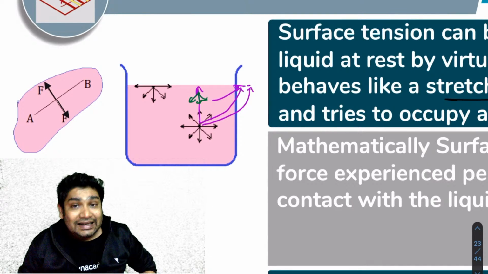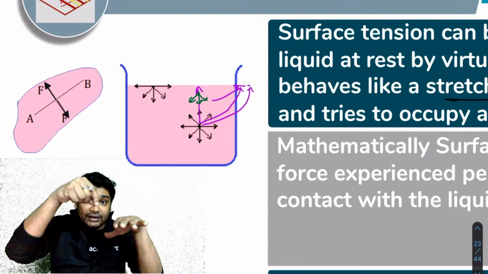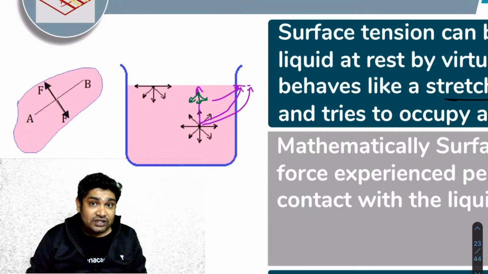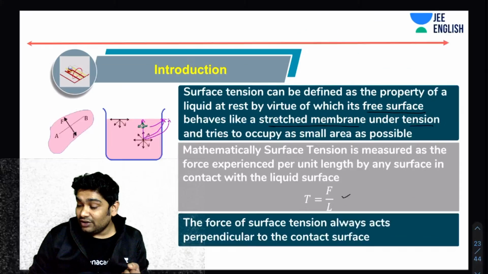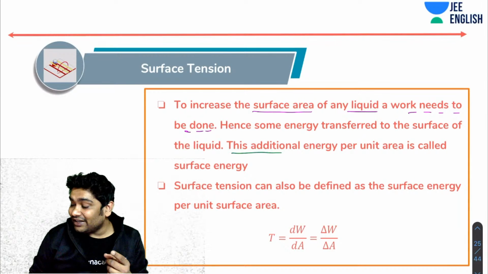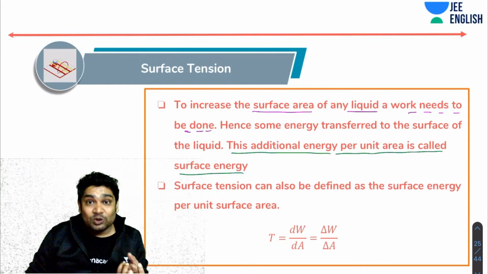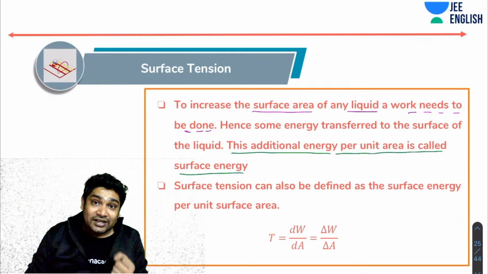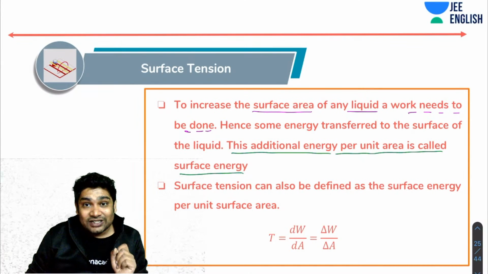And that is why, to bring a molecule from the bulk within the volume to the surface, you will need to do work. So if you want to add more molecules to the surface, a certain amount of work is needed. Now, where is this work going? This work is going into an additional energy, which is called surface energy. We say surface molecules, due to their stronger intermolecular interactions, have a certain interaction energy associated with them. That is what we call surface energy.